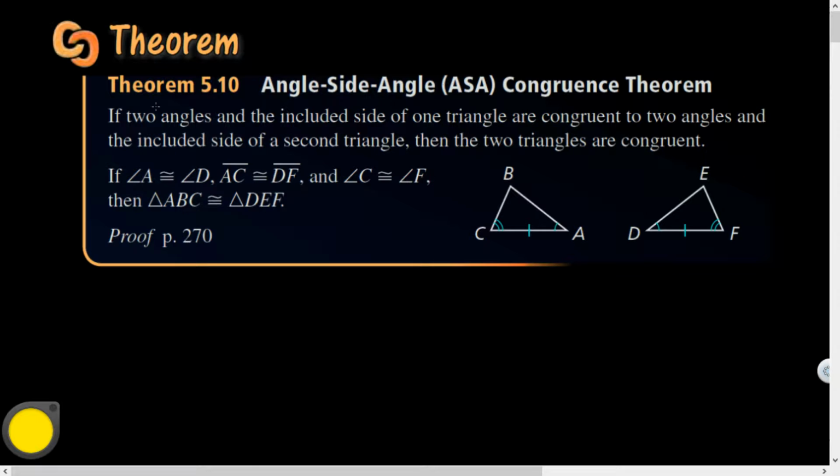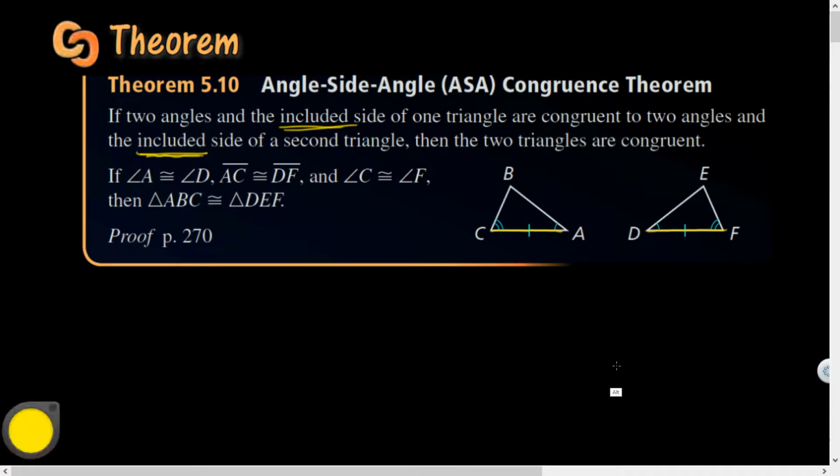If two angles and the included side, oh man, that's why I don't draw with a mouse. I use my writing tablet. If two angles and the included side of one triangle are congruent to two angles and the included side of a second triangle, then the triangles are congruent. So what do we mean by included side? The side that touches both of the angles.